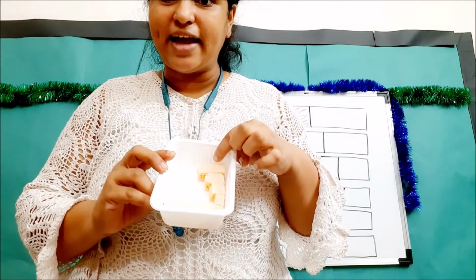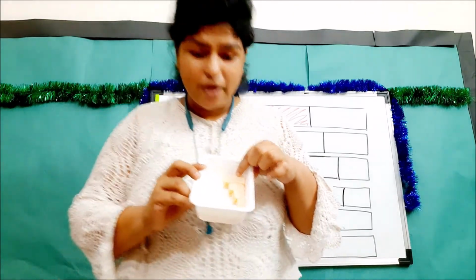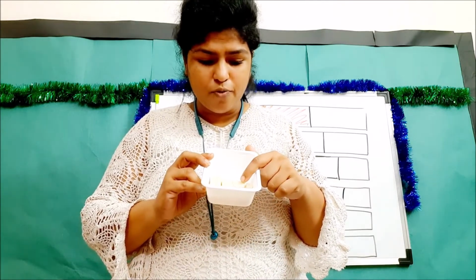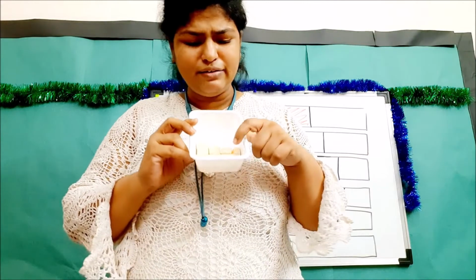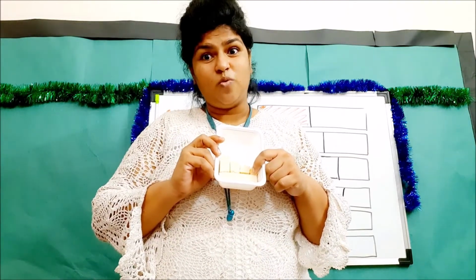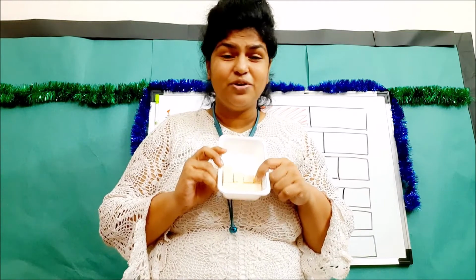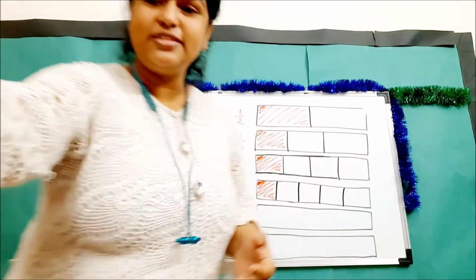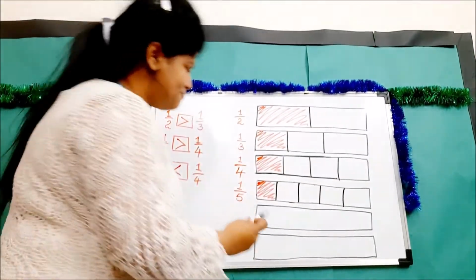Look, when I had half, I got so big a piece. Then when I got 1 upon 3, a little bit smaller. 1 upon 4, more smaller. And look at that, such a tiny piece when I divide it into 5 parts. What will I get when I'm going to divide it into 6 parts? The tiniest piece. Oh my! Let's divide the next one into 6 parts.